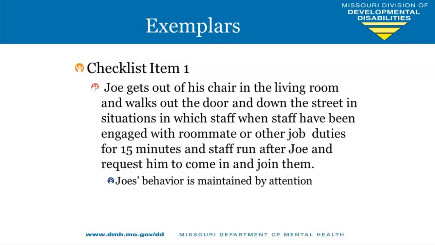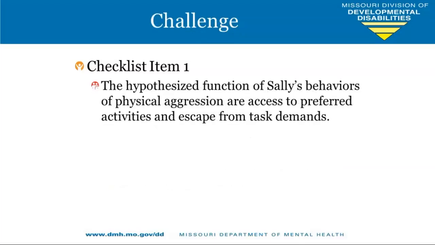So here's a challenge question next. We would like to know if this is an exemplar or a non-exemplar, and you will simply type it in the text box. The hypothesized function of Sally's behavior of physical aggression are access to preferred activities and escape from task demands. So is this a good example or an example that needs additional work?